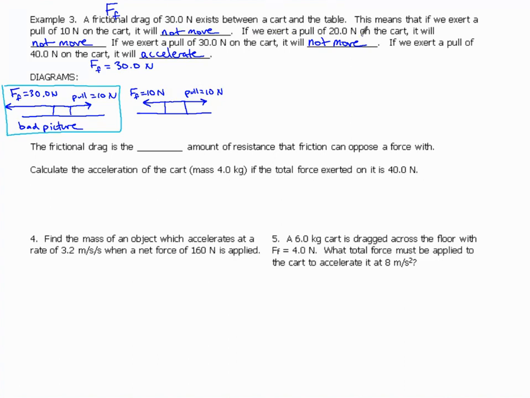If we exerted a pull of 20 newtons on the cart, it wasn't going to move. So same table, same cart. Now I am pulling with 20 newtons. And it's not moving, which means there's no net force, which means this 20 newtons has to be balanced by the friction, which in this case is 20 newtons.